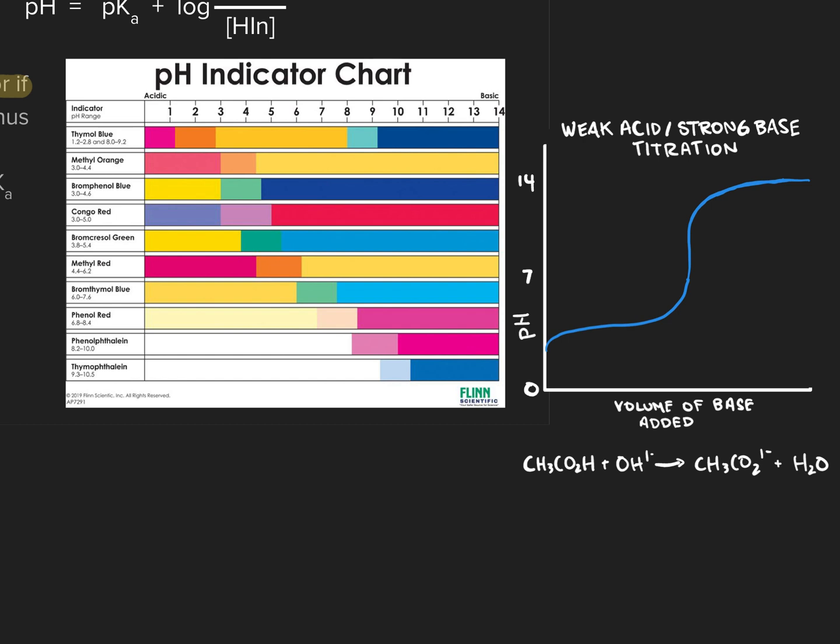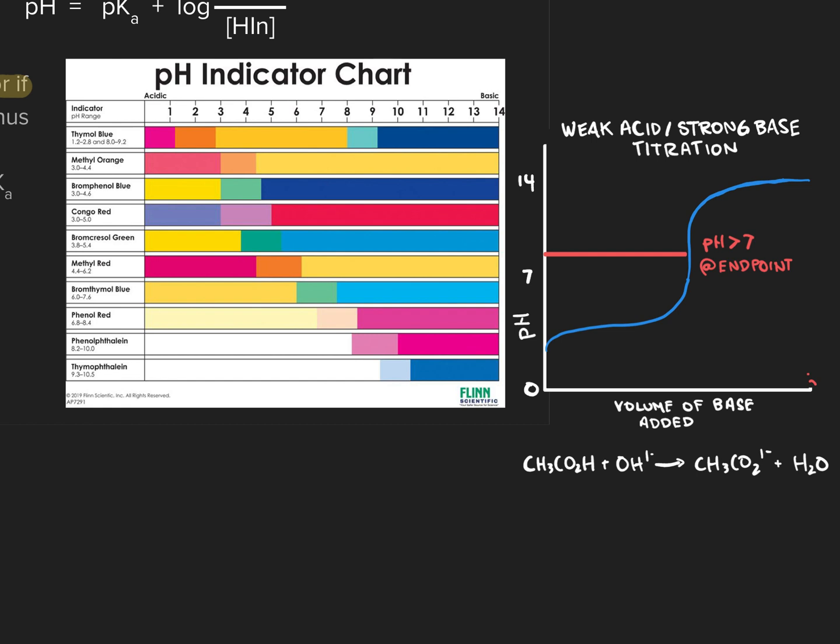Remembering that at the endpoint there's equal moles of acid and base present, that implies that the major species present in solution at the endpoint of the titration is that acetate ion, CH3CO2 negative, which itself is the conjugate base of a weak acid, and thus is a relatively strong base itself. And thus the endpoint of a weak acid, strong base titration will occur at some pH which is above 7, because again, of the presence of that relatively strong conjugate base.